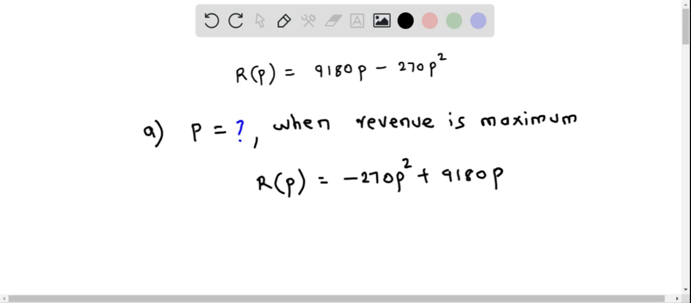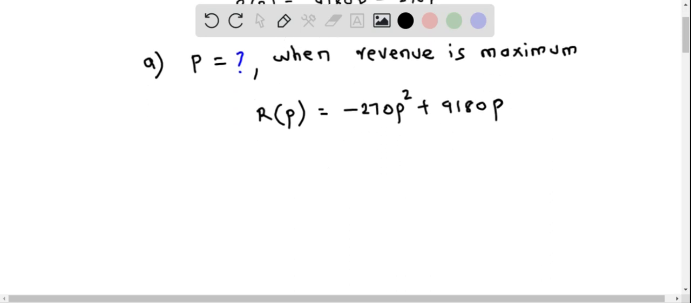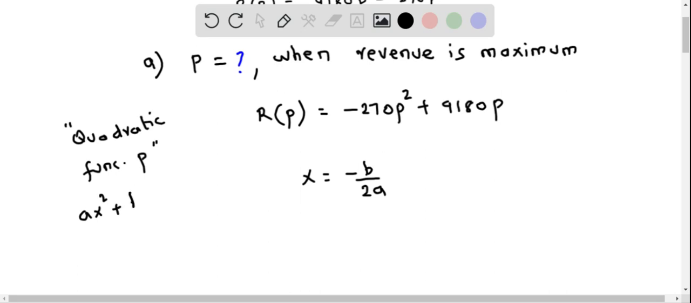9180p. I write this specifically in the form of a quadratic expression in decreasing powers of p so that we can find the price when the revenue is maximum. So basically this is a quadratic function in p, and so the quadratic function is maximum at x equals negative b over 2a. That is, if the quadratic function is in the form of ax squared plus bx plus c. For this quadratic function, the maximum value occurs at x equals negative b over 2a.